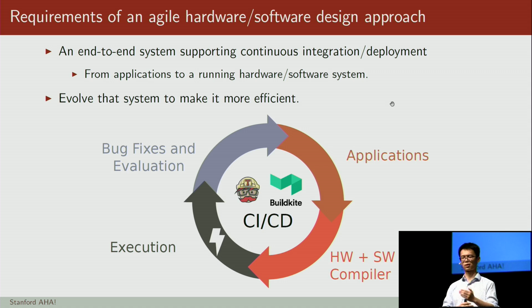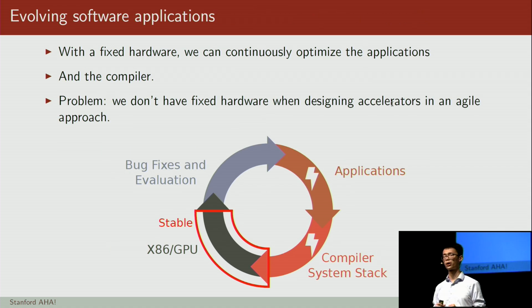Those two requirements sound very straightforward, but the question is, why is it hard and why is no one doing that today? There are actually a couple of very challenging problems based on those two requirements. The first is that with fixed hardware, we can continuously optimize applications. For example, we've enjoyed ever-improving compiler techniques, but those compilers typically are built on the assumption that the underlying hardware is fixed. For example, we have the relatively stable Intel x86 instruction set. The problem with agile design is that we don't have fixed hardware, so we cannot make the assumption that the hardware is fixed.